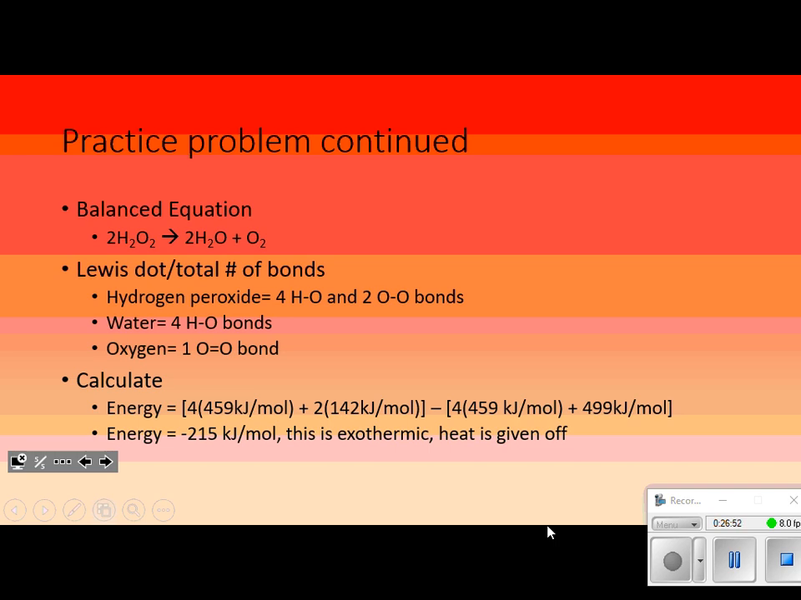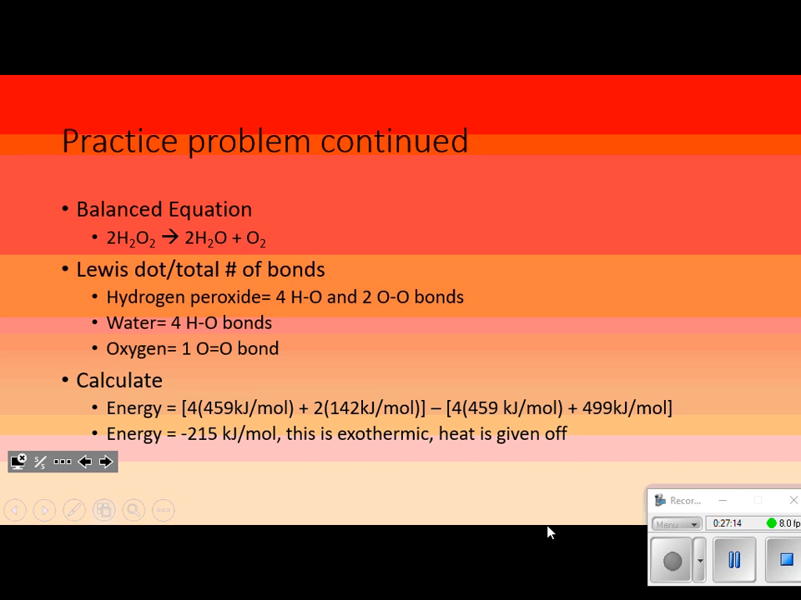So when we work on bond energy, it's important to organize. How do we grade bond energy? We give you 1 point for writing the balanced equation, because you have to have it. We give you 1 point for doing the Lewis dot typically, because if you don't have the Lewis dot, you don't know how many of each type of bond you have. And then we give you probably 2 points for your total amount of work.